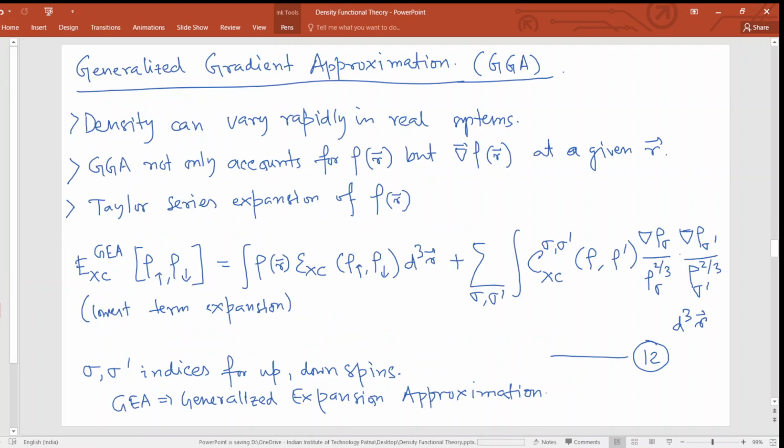So let us look at the next one. Here the approximation is called the generalized gradient approximation. This is quite popular, you can say the most popular approximation that is used.